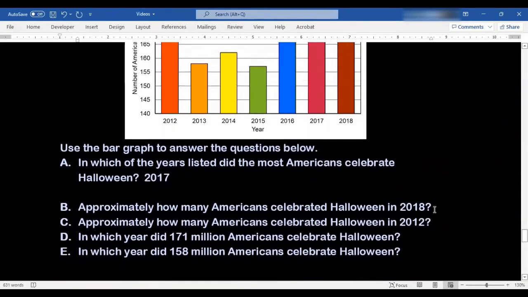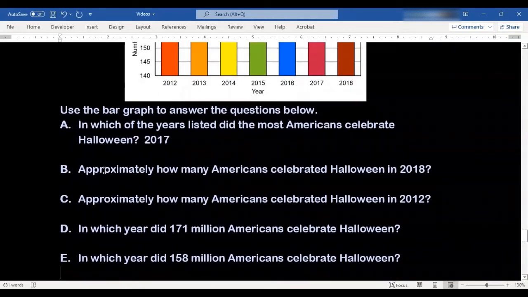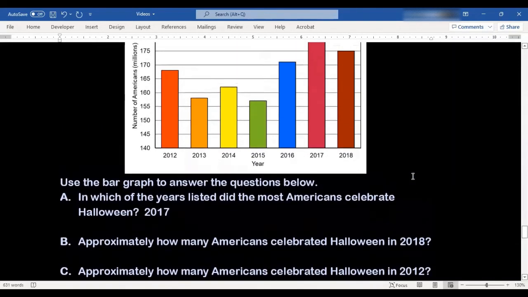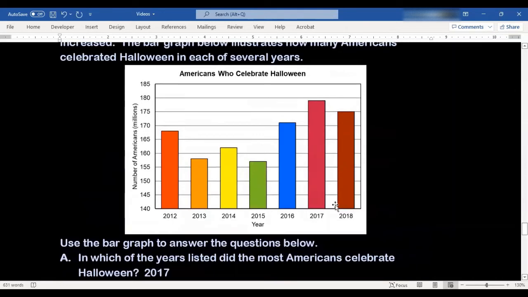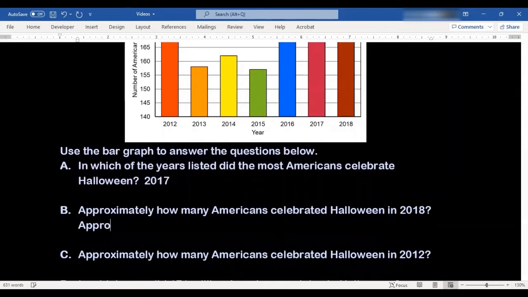Next it says, approximately how many Americans celebrated Halloween in 2018? So I'm going to go up to 2018. This one ends pretty much right on the line here. Let's follow that line over, and we have 175 million. So approximately 175 million Americans.